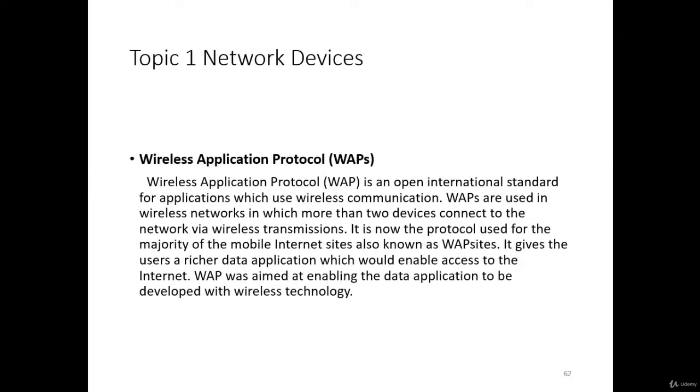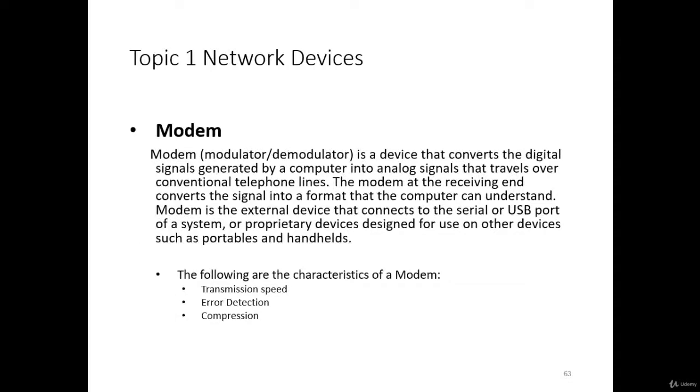Wireless Application Protocol. Wireless Application Protocol is an open international standard for applications which use wireless communication. WAPs are used in wireless networks in which more than two devices connect to the network via wireless transmission. It is now the protocol used for the majority of the mobile internet sites, also known as websites. It gives the users a richer data application which would enable access to the internet. WAP was aimed at enabling the data application to be developed with wireless technology.